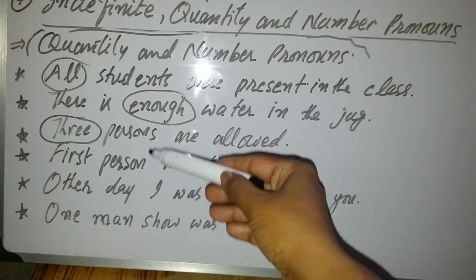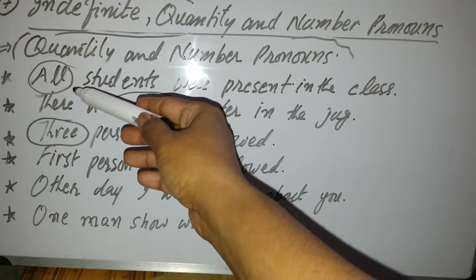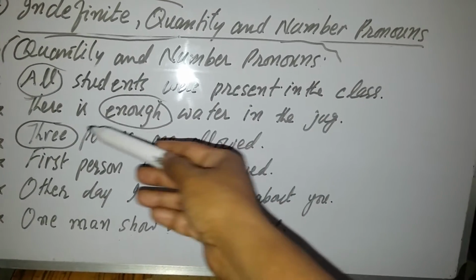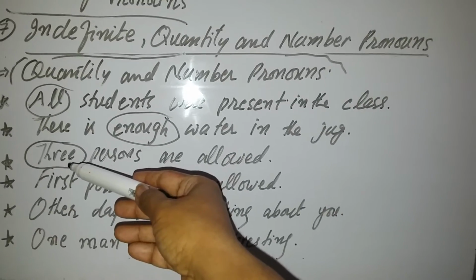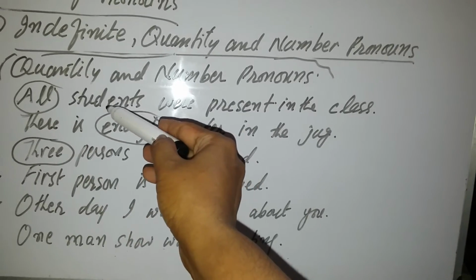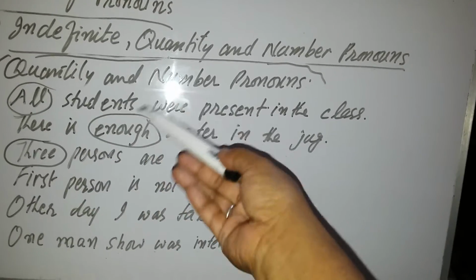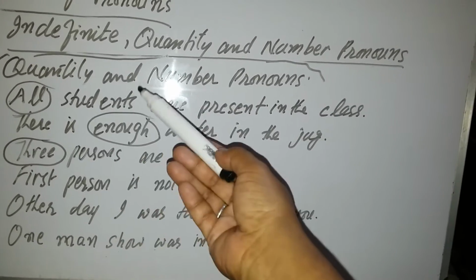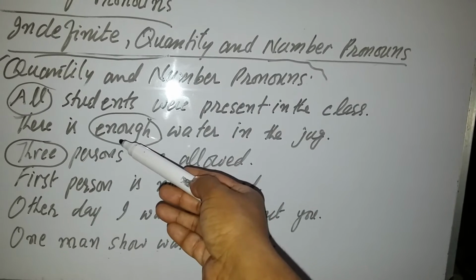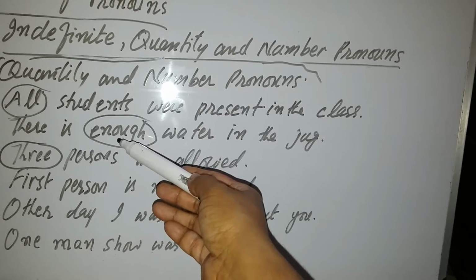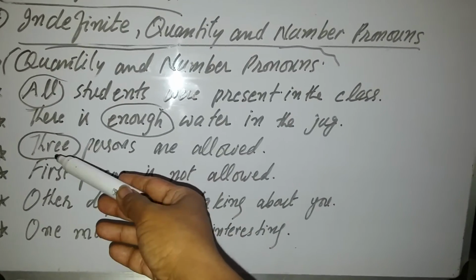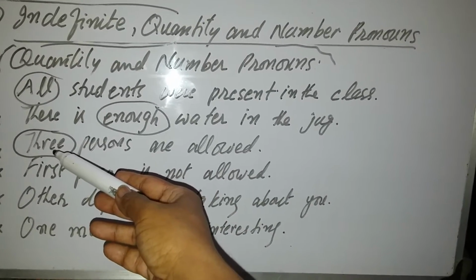You can see in these three examples, all students is plural. Enough is uncountable, and three is also plural. Students can be counted, they can be 3, 4, 5, 6, 700, so many students. There is enough water. Now water is uncountable, and enough is used for an uncountable noun. Three persons are allowed. Persons, how many persons? Three.